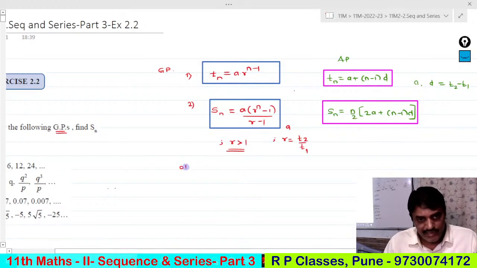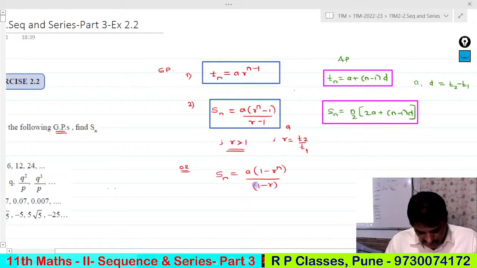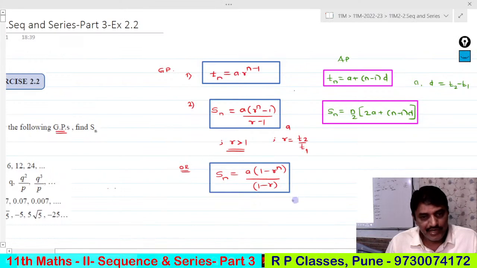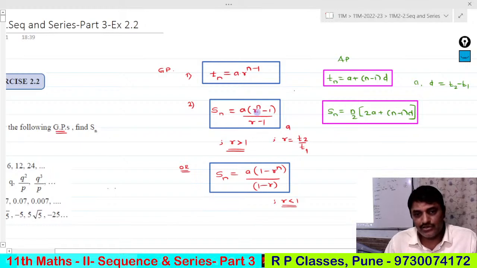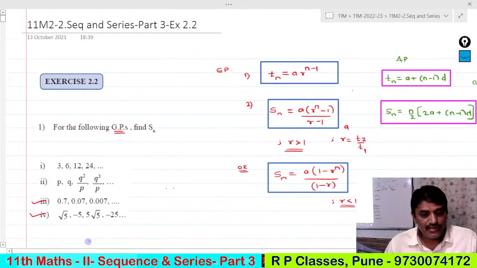And here we will say there is one more formula: Sn is equal to a into, a slight change in the formula, 1 minus r raised to n upon 1 minus r. We use this formula when r is less than 1. Is this okay? When r is less than 1, then 1 minus r is greater, so we use this rather than r raised to n minus 1 upon r minus 1. Okay, fine.